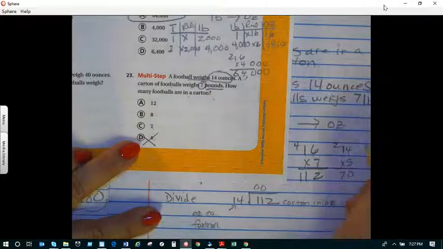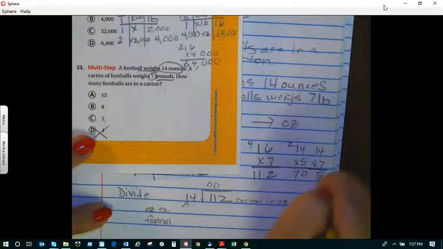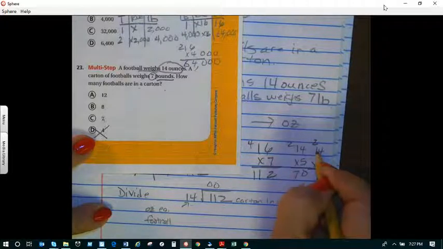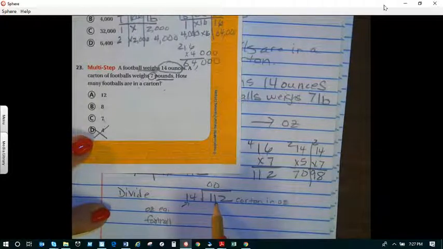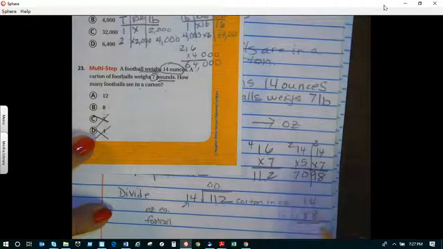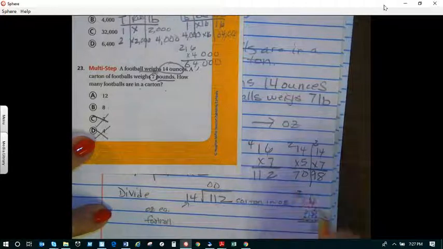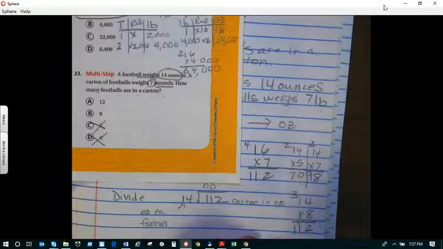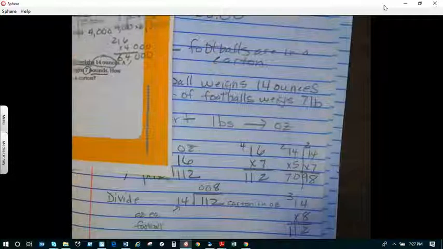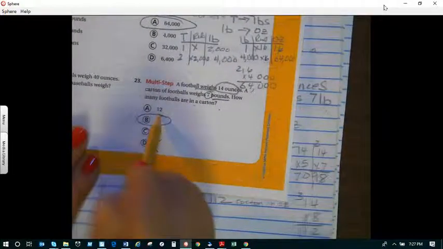Well, let me do my 7. 14 times 7. 7 times 4. Let me move over here so you can see it. Is 28. Carry my 2. 7 times 1 is 7. Plus 2 is 9. Too small because I can still keep going. That doesn't work out. Let me multiply 14 times 8. 4 times 8 is 32. Carry my 3. 8 times 1 is 8, plus 3 is 11. That's exactly right. So in each carton, there are 8 footballs.